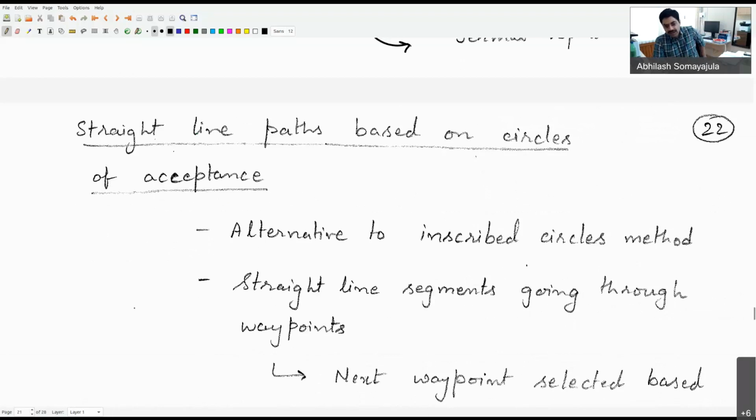Okay, then let's look at some other ways. The other way to look at is straight line paths based on circles of acceptance. This is an alternative approach to the inscribed circles method, and the straight line segments here will go through the waypoints. Rather than avoiding the waypoint, as you just saw in the inscribed circle method, here the idea is that I want to actually go through the waypoints, or at least attempt to. Even in this case, you will see that may not always be the scenario.